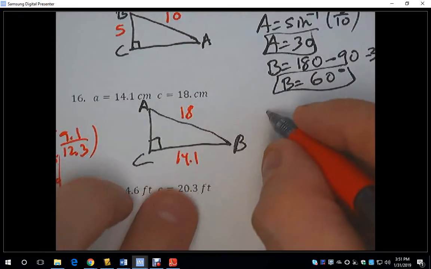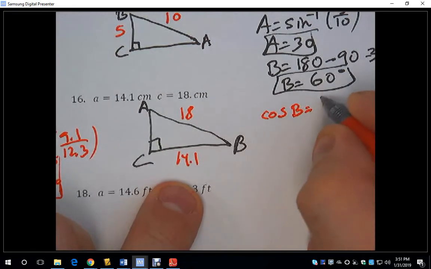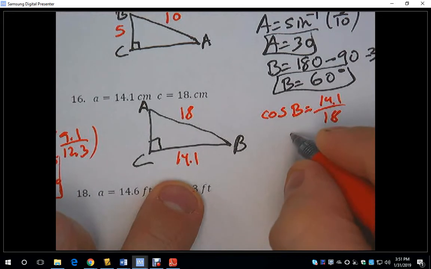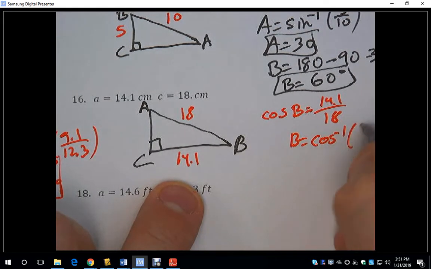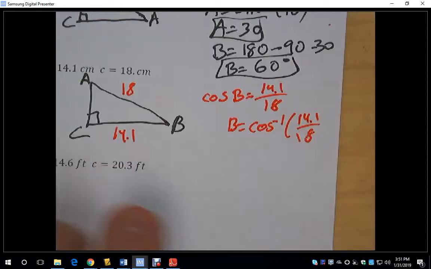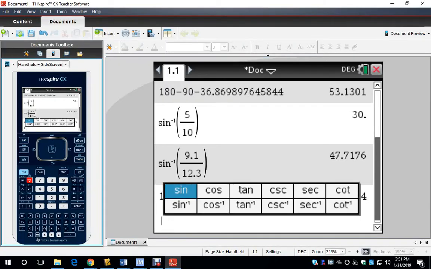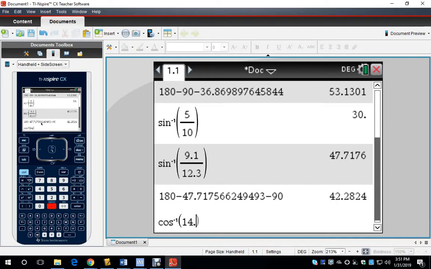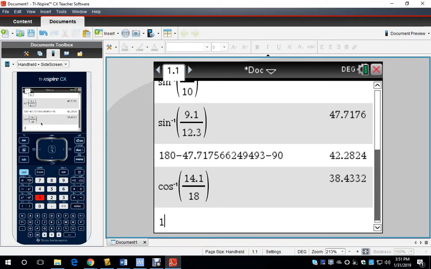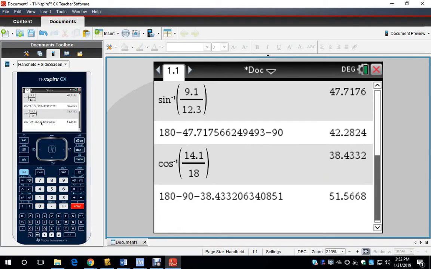So I have cosine of my angle B equals 14.1 over 18. Do the inverse of cosine, so B equals the inverse of cosine of 14.1 over 18. Throw that into our calculator. And then we're going to take 180 degrees and subtract 90 and the angle we just found, so that we have our two angles. So angle B is 38.4 and angle A is 51.6 degrees.